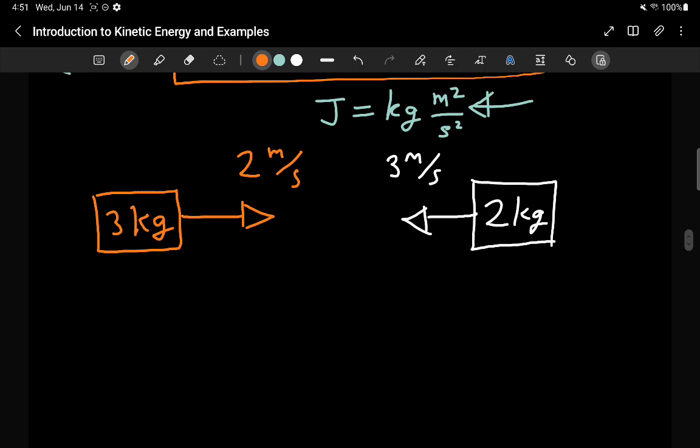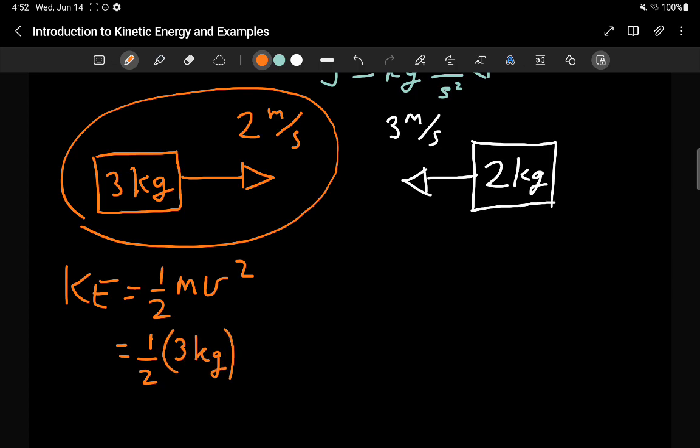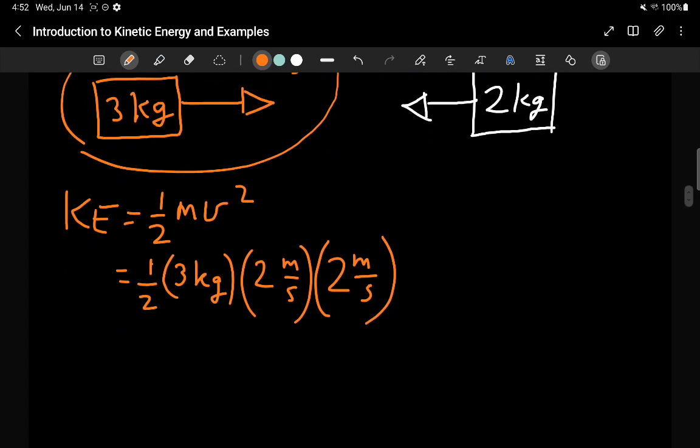So let's calculate the kinetic energy of this situation right here. So in this case, the kinetic energy is equal to 1/2, right? Mass times speed squared. So 1/2. The mass is 3 kilograms. And the speed is 2 meters per second. But we have to square it. And squaring it means that we put it in the equation twice multiplied, right? That's what squaring means.